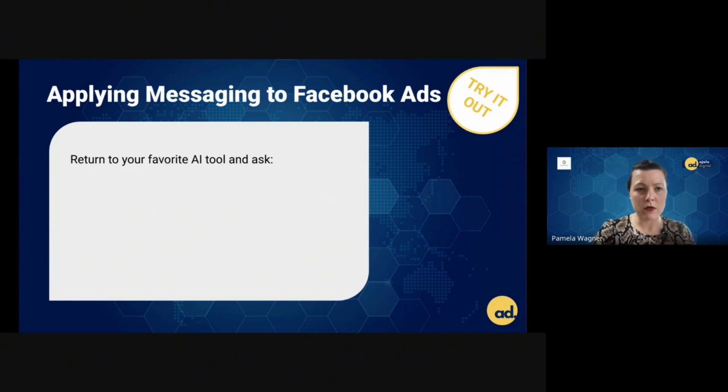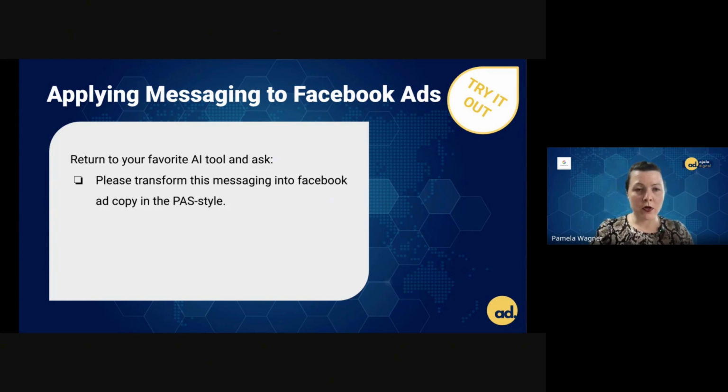Do you have access to ChatGPT or Claude or one of those tools? Because what we're going to do now is we're going to go to our favorite AI tool, and we are going to ask it to transform all that messaging that we have into Facebook ads copy in the PAS style. So the PAS style means problem, agitate, solution. And there are quite a few of those different messaging styles that one can have, but this has been by far the most effective one over the years. And you can just tell your favorite AI tool, hey, just use the PAS style. It will know what to do.